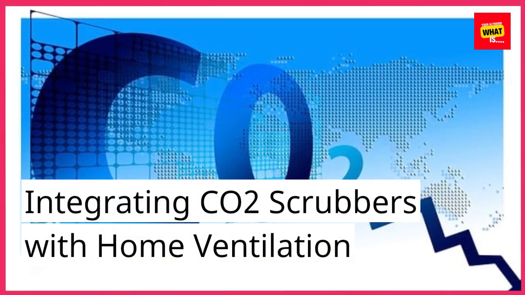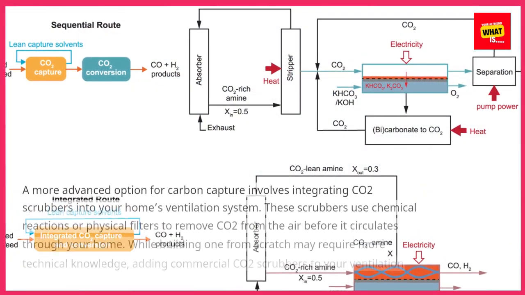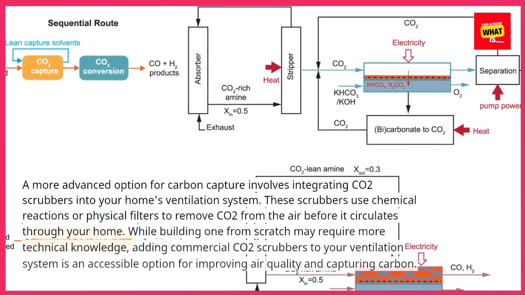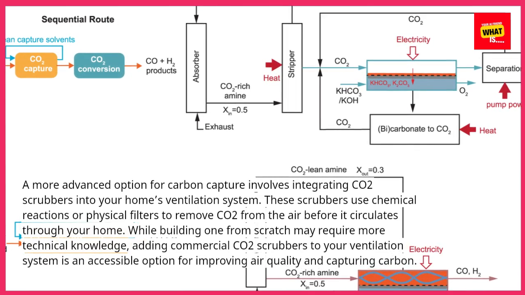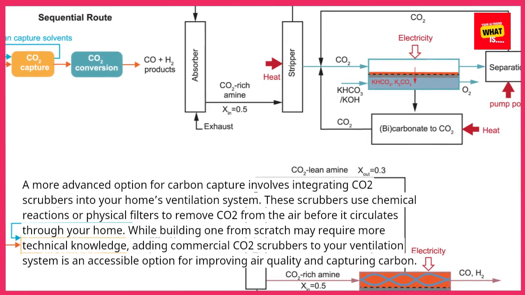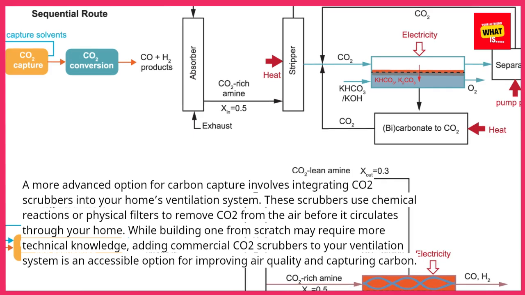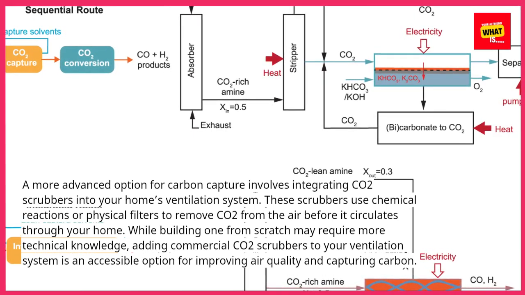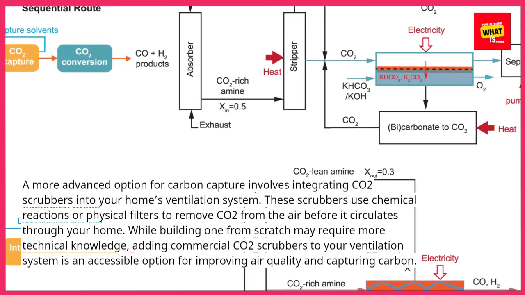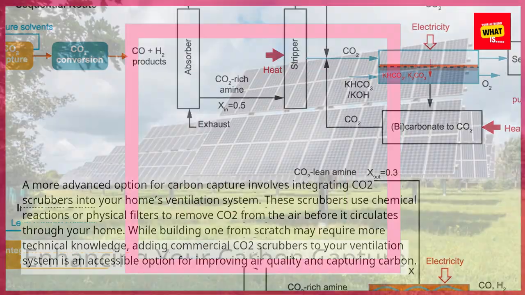Integrating CO2 scrubbers with home ventilation. A more advanced option for carbon capture involves integrating CO2 scrubbers into your home's ventilation system. These scrubbers use chemical reactions or physical filters to remove CO2 from the air before it circulates through your home. While building one from scratch may require more technical knowledge, adding commercial CO2 scrubbers to your ventilation system is an accessible option for improving air quality and capturing carbon.